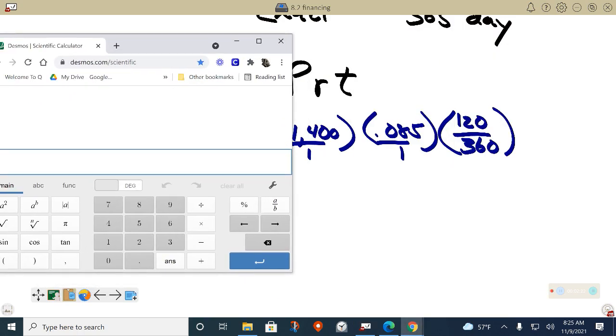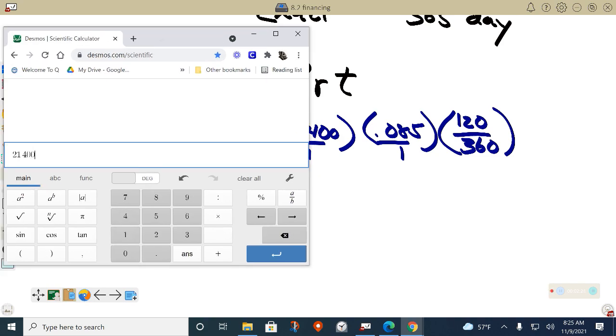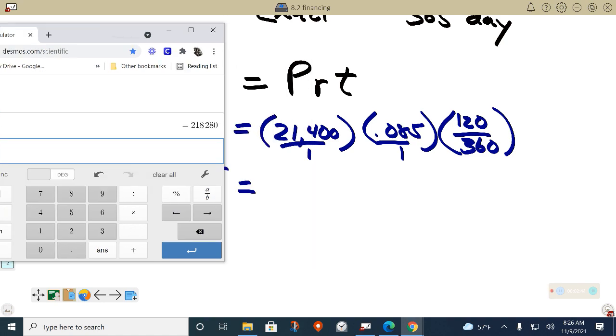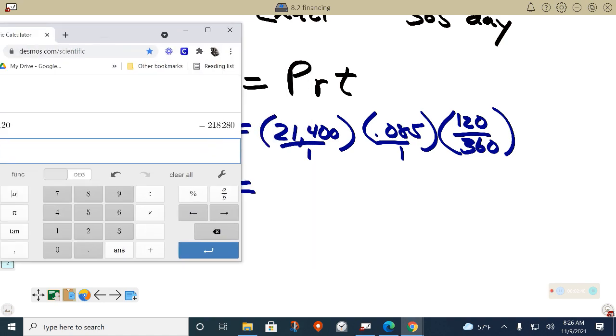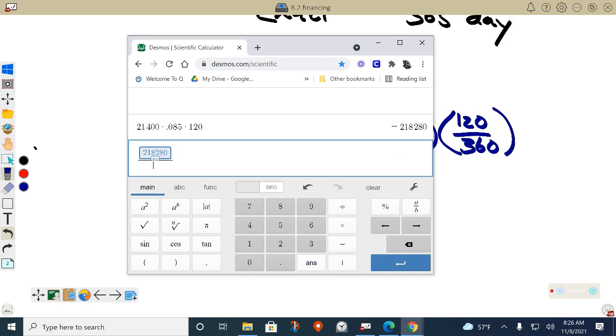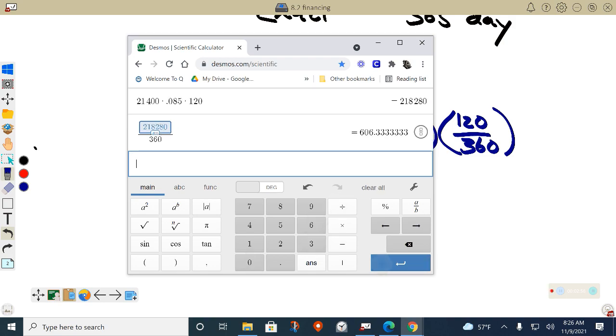So I got 21,400 times 0.085, times 120, equals. So all I did is multiply all the numerators here. Boom. Now I'm going to divide by 360. So let me take the answer and divide that by 360, 360 a year.